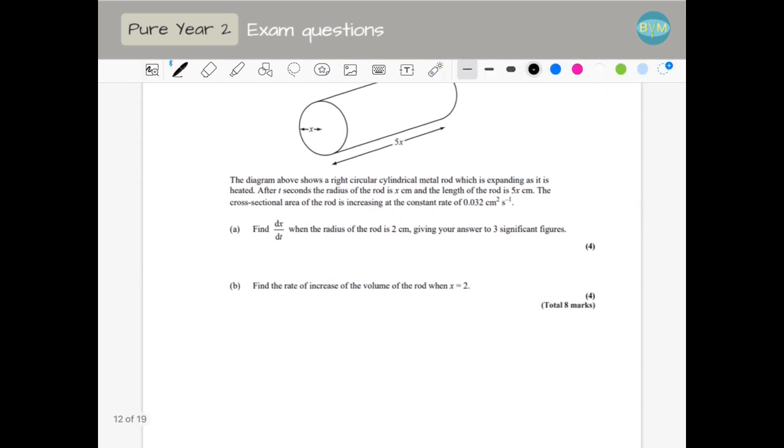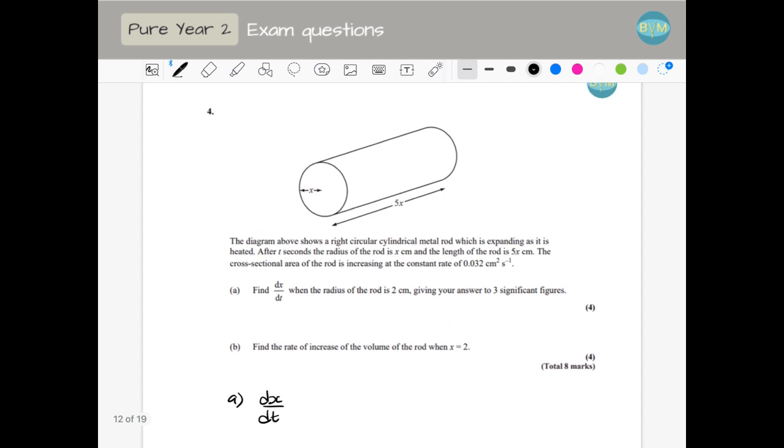So let's see what we have. We have to find dx by dt. We know that the cross-section area is pi r squared, so pi x squared, which means we can find dA by dx. And we know dA by dt. So we know two things and we need this one. So we have to write the chain rule using the three of them.